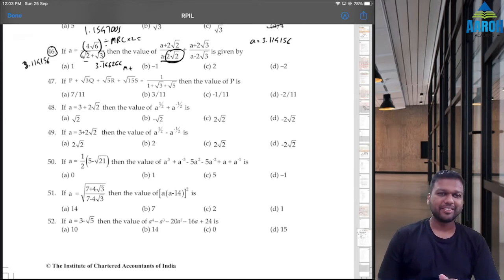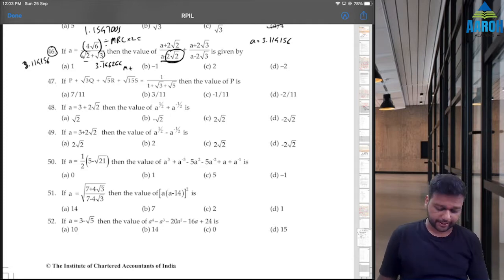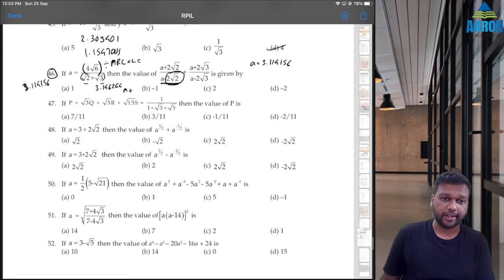Okay, hello everyone. So finally, after a lot of days, let's continue with the next questions of the additional question bank of indices and logarithm. We were done till question 46, so we'll now solve question 47 onwards.